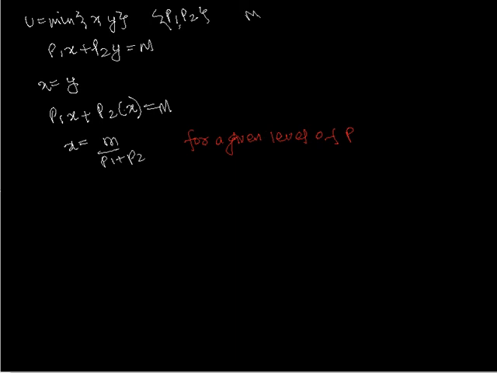So what is the slope of this Engel curve? That is dx by dm, and that is coming out to be 1 upon p1 plus p2. That is the slope of this Engel curve, and since p1 and p2 are positive, this is a positively sloped curve, and this is the Engel curve for a given level of prices.